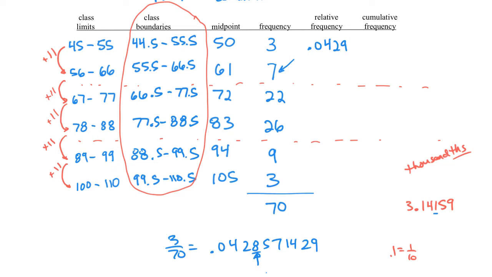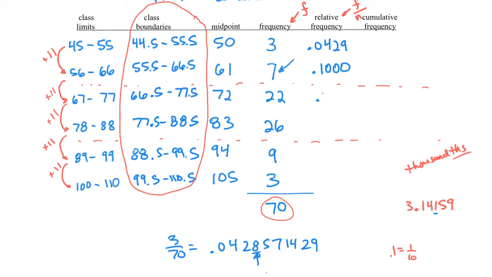So go ahead and figure these out. It's basically whatever the frequency is divided by n. Sometimes for frequency they use a scripted f. Then relative frequency would be scripted f divided by n, and n is the sample size. In this case, the sample size is 70. There are 70 data points.